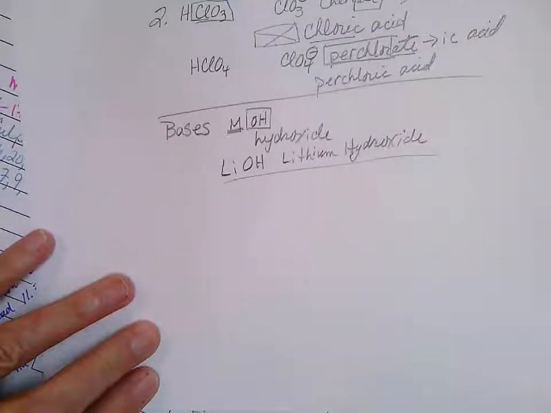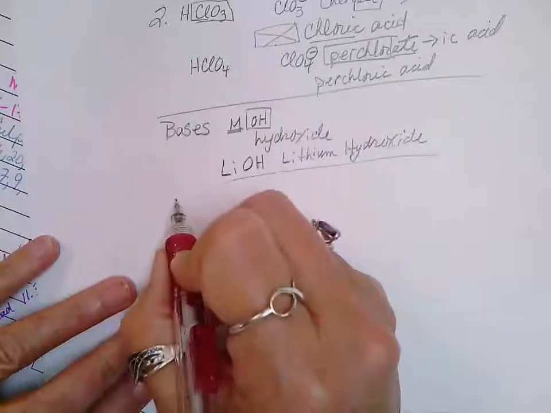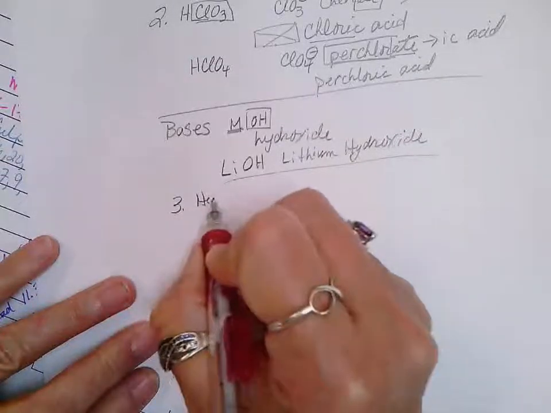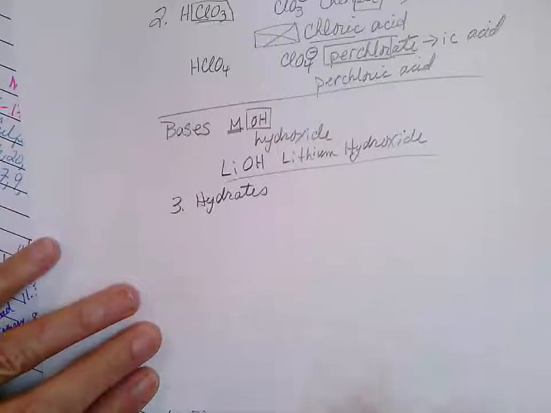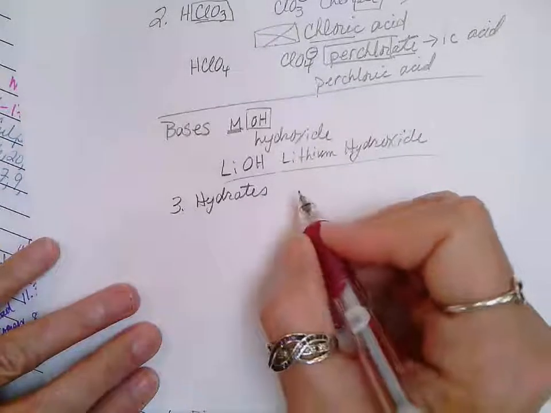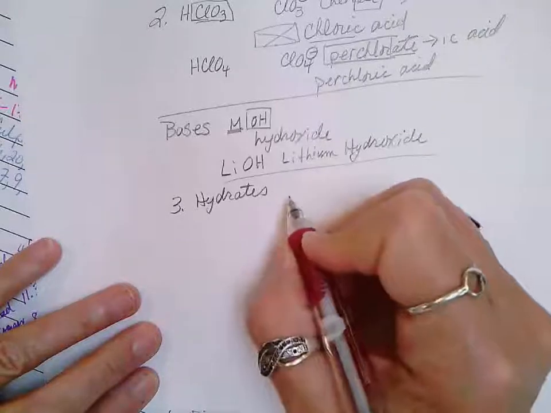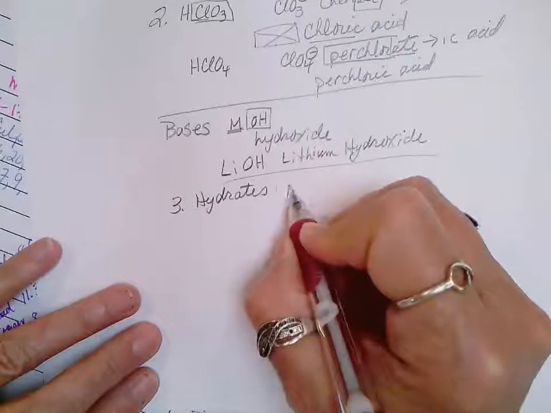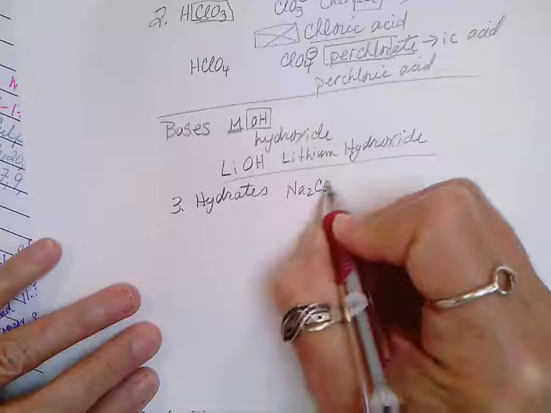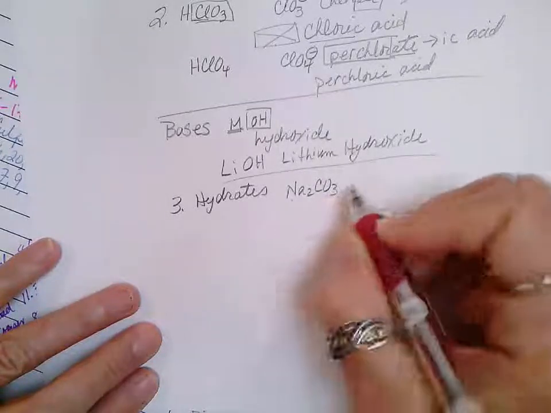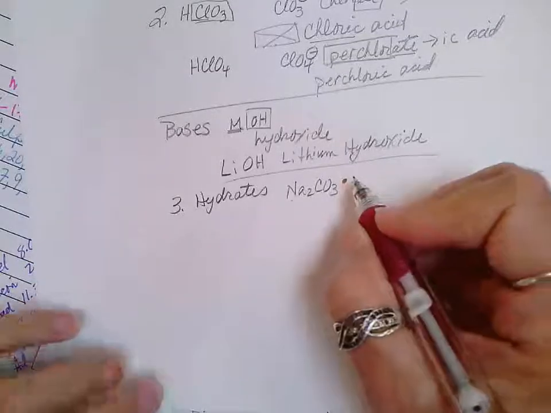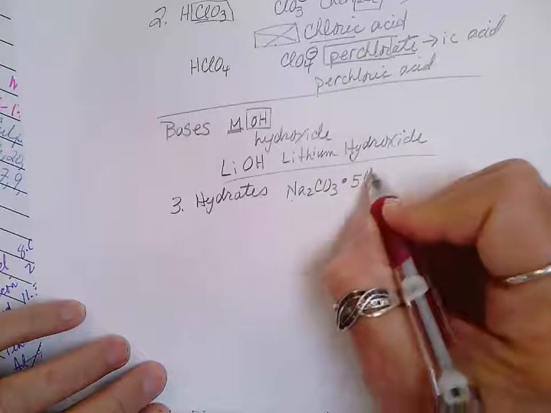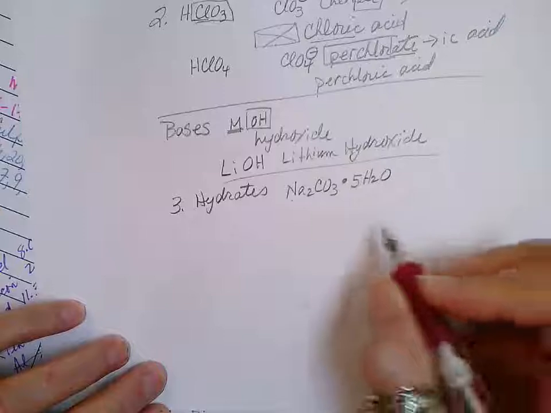So let's go on to the last thing, which we had on our list, which is special cases, which are hydrates. So the third thing are hydrates. When some chemicals are stored, they attract water. And so they end up with a formula that looks like something like this. This would be sodium carbonate, but in real life, it actually absorbs some water. And let's just say it's 5H2O. I don't know how many it is.